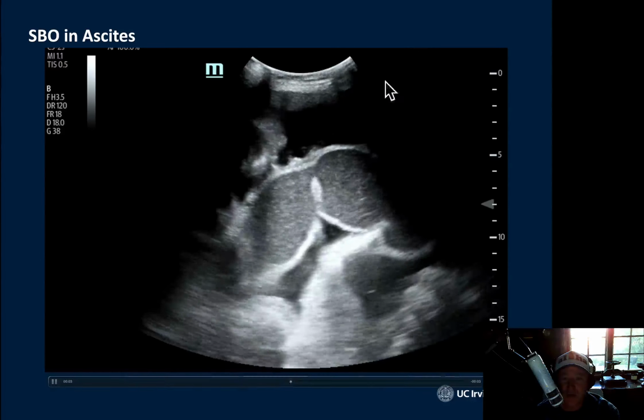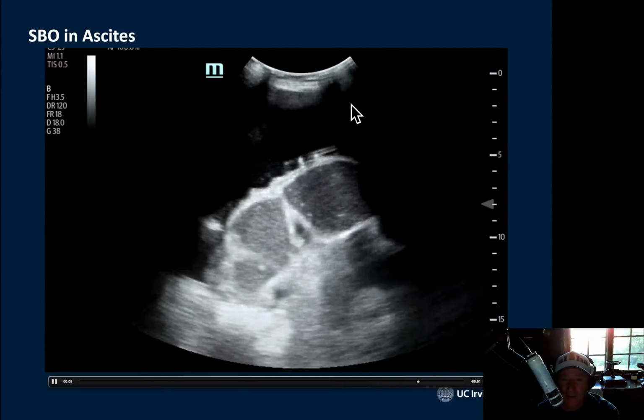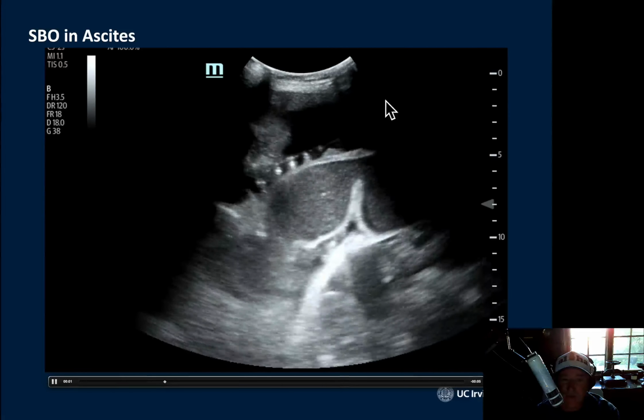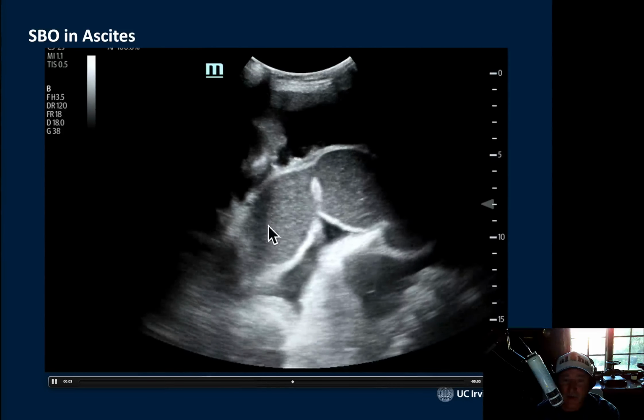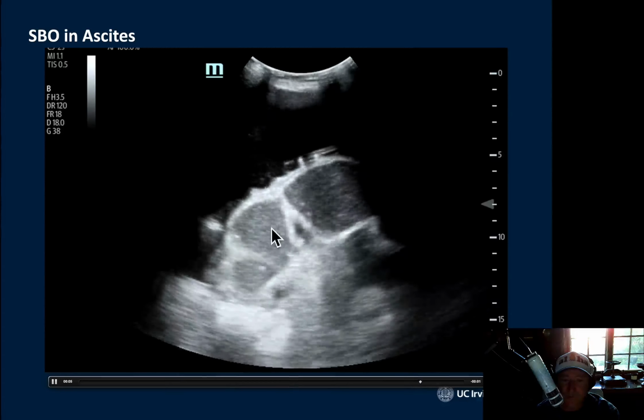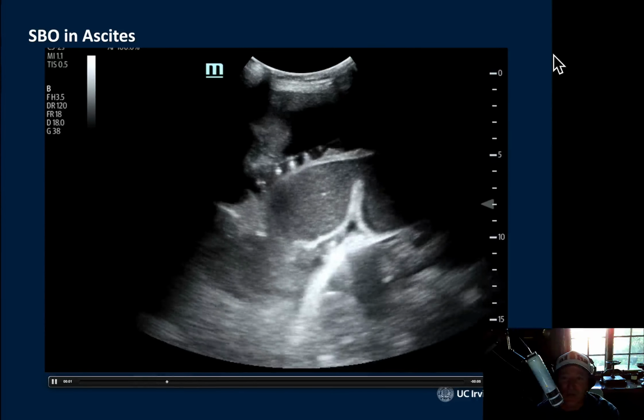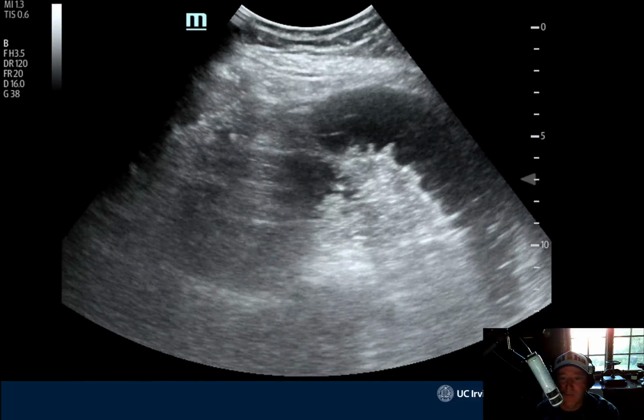And this patient actually has some ascites over here. See this ascites around here? But then in here we can see this bowel obstruction going on. So sometimes you'll see a combination of pathology.